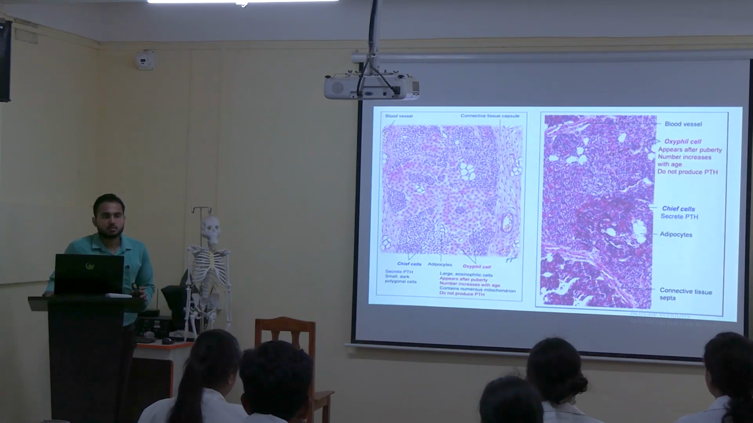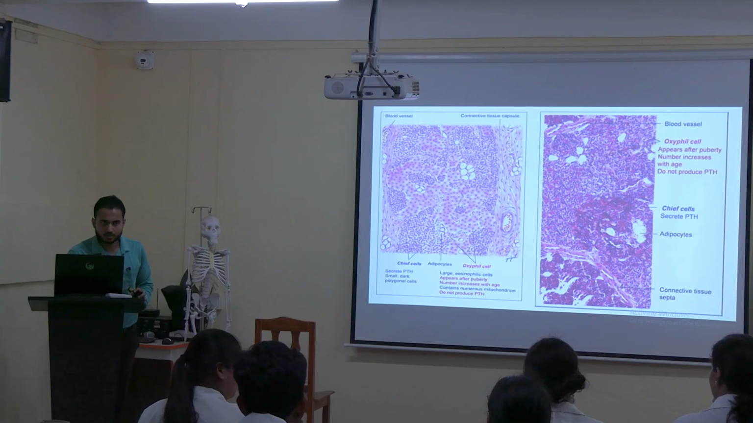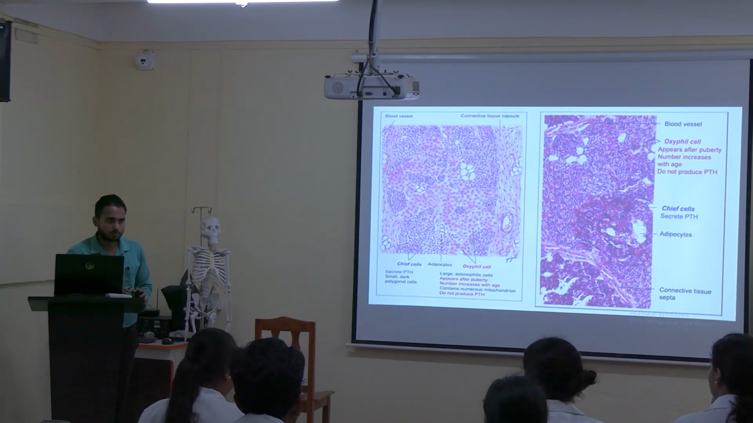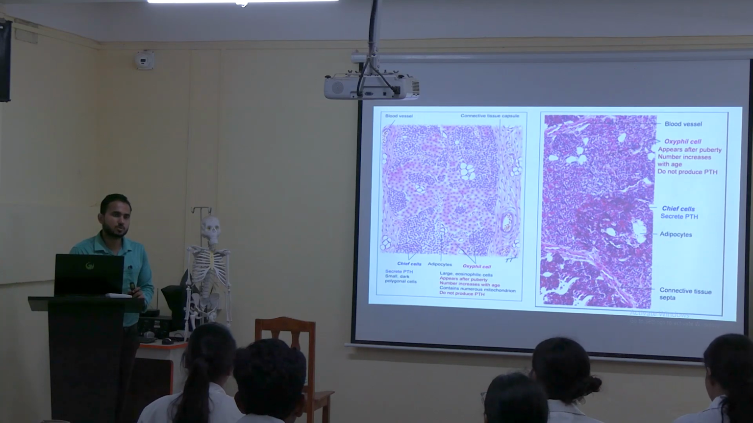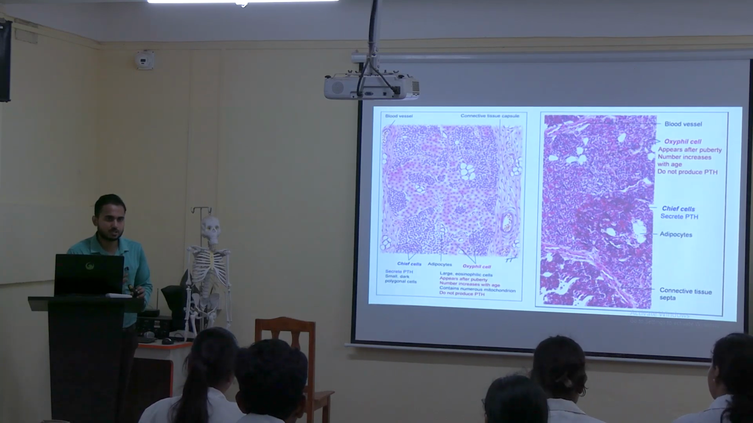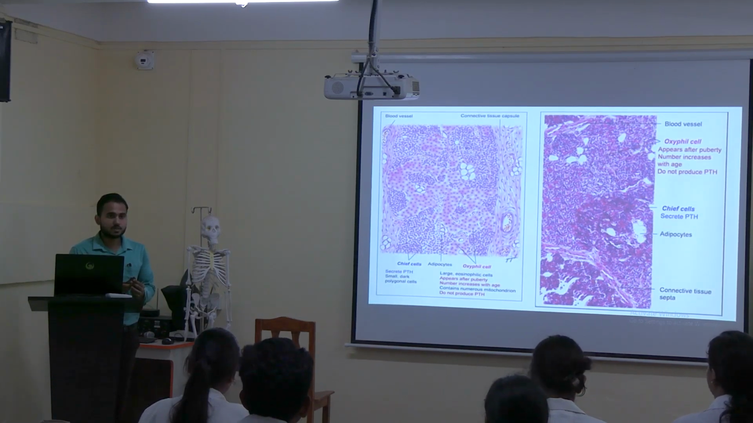So slides of thyroid and parathyroid are not that difficult. It's very simple. Especially in the case of the thyroid gland, you have to know the activity of the thyroid gland, when it is highly active, moderate, and when it is inactive. Based on that you have to know the cells, their secretion and their function. That's it. Now we'll go to the lab and we'll see the slides.